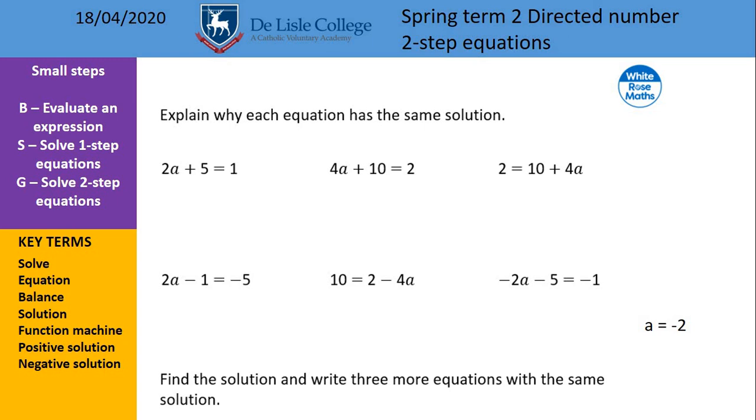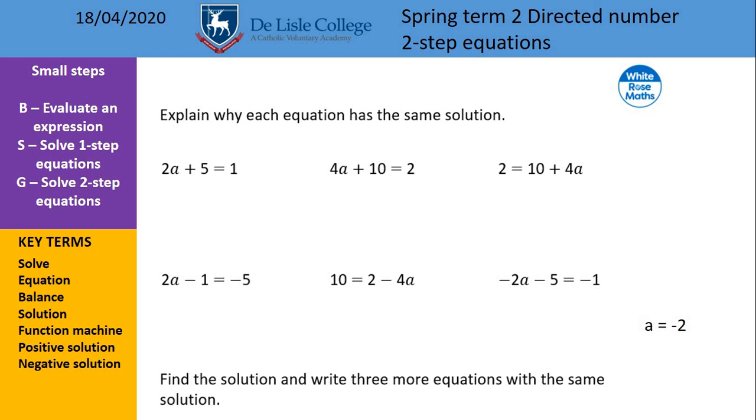Now, to see why they've got the same solution, if you look at the first one, 2a plus 5 equals 1. If you compare that to the second one, 4a plus 10 equals 2, you have doubled every value in that equation. So 2a doubled is 4a, 5 doubled is 10, 1 doubled is 2. It's exactly the same. It's just been enlarged twice. It's been multiplied by 2.